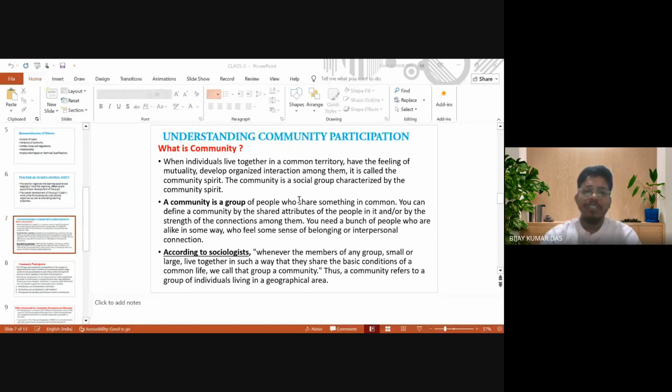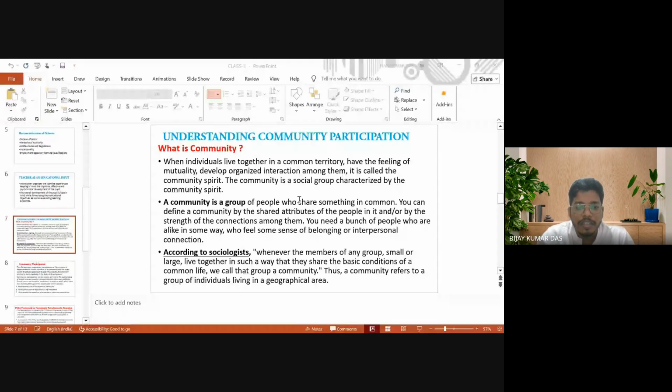And generally a group of people occupying a geographical area, but not the social group, can be termed as community. But actually, when individuals live together in a common territory, have the feeling of mutuality, and develop organized interaction among them, it is called the community spirit.